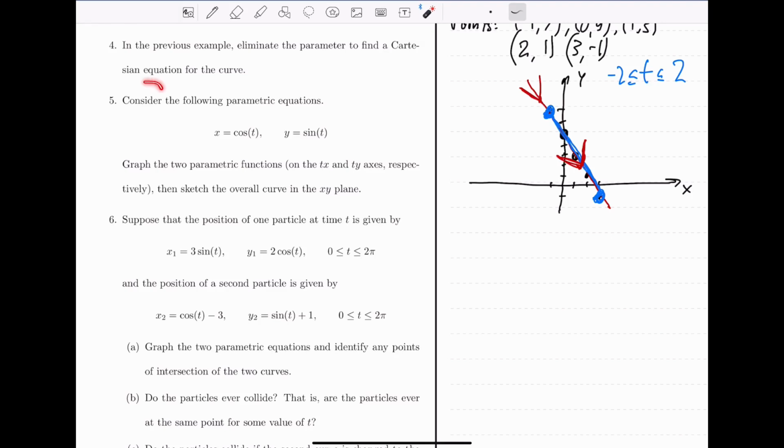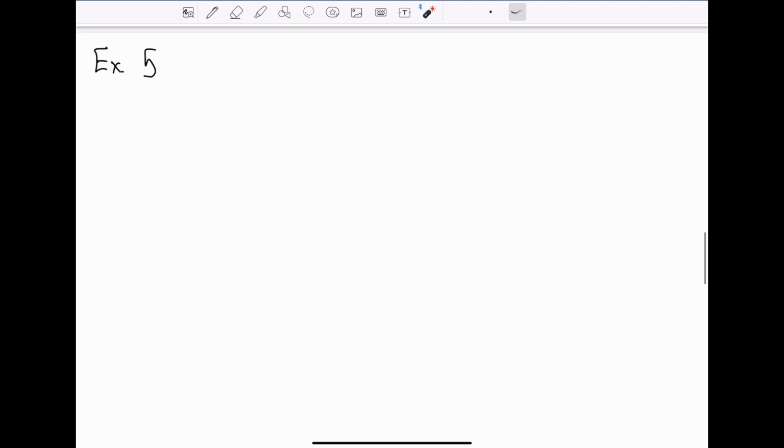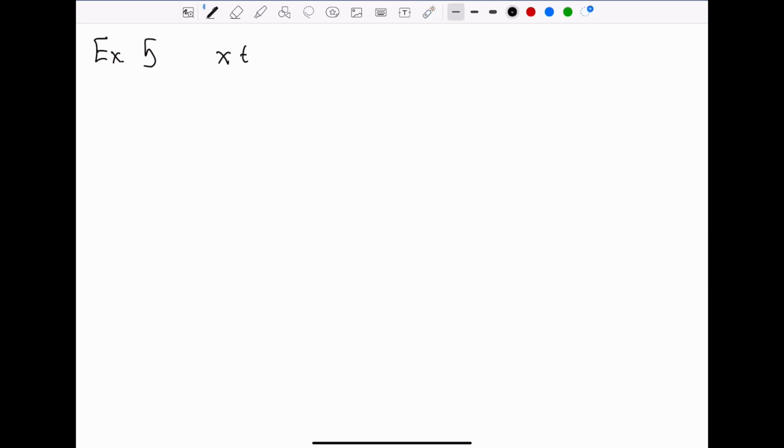Let's take a look at example 5. We have the parametric equations x equals cosine of t and y equals sine of t. We want to graph individually what these two parametric equations look like on the tx and the ty axes, and then we want to sketch the entire overall curve in the xy plane. So our x function is cosine, and the y function is sine.